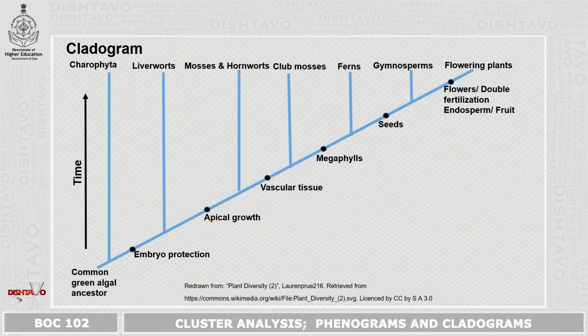Just see this diagram. Here you can see at the base, that is the most common ancestor for all the branches. Each branch you can consider as a clade. So you will find Charophyta, liverworts, mosses, club mosses, ferns, all these, each branch or each clade will have a common ancestor. For example, at the top, that is gymnosperms and flowering plants. For gymnosperms, seed-bearing plants are the common ancestors, and from this the gymnosperms and flowering plants have originated. For flowering plants, the ancestors had flowers, they also had double fertilization, they had endosperm and fruit, which is not seen in the gymnosperm. So at the top level we will find the angiosperm clade.